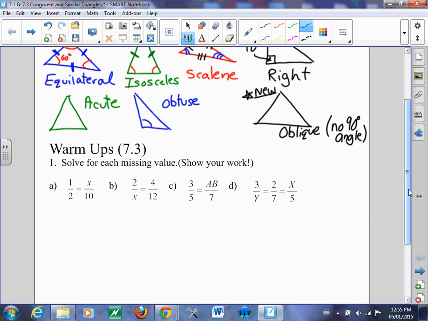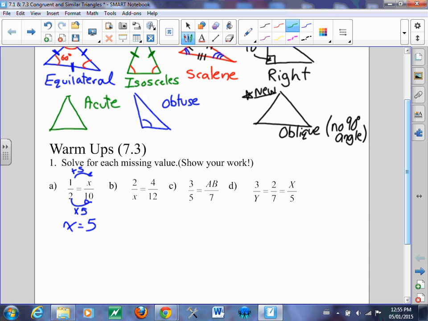Okay, so taking a look at this first example, ladies and gentlemen, some of you might be able to do this by inspection. I'll show you what I mean by that. What would you multiply 2 by to get to 10? You multiplied it by 5. Whatever you do to the bottom, you do the same to the top. So 1 times 5, x equals 5. Okay, that's one method to do it.